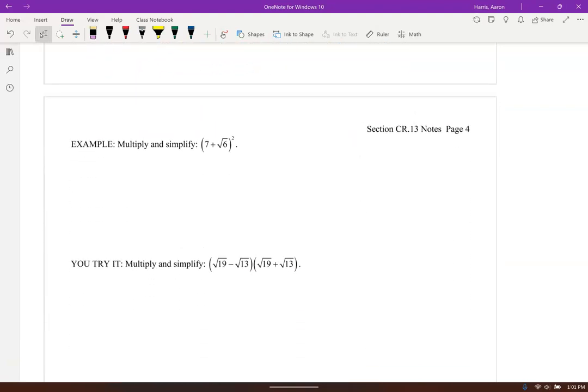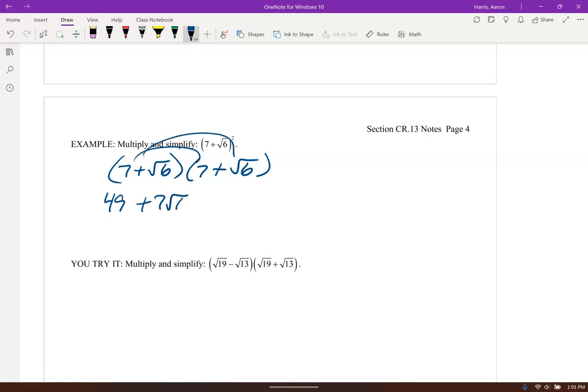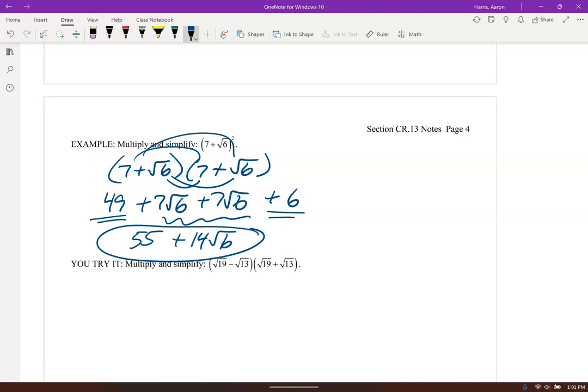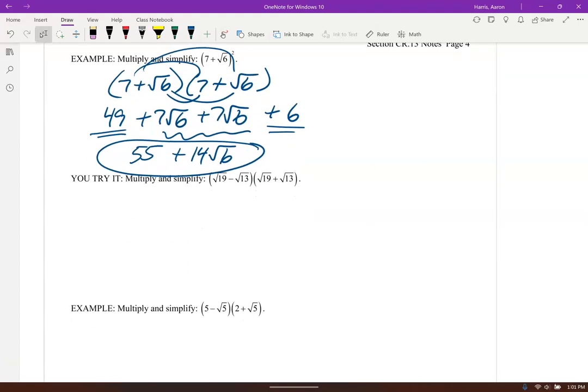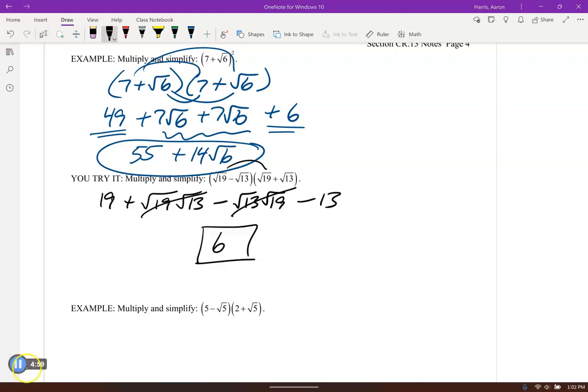7 plus root 6 quantity squared. So that's 7 plus root 6 and another 7 plus root 6. 7 times 7, 49. Plus 7 root 6. Inner is plus another 7 root 6. Square root of 6 times square root of 6 is square root of 36 or 6. Combine like terms. 49 and 6 gives us 55. And then 7 root 6 plus 7 root 6 gives us 14 root 6. So 55 plus 14 root 6. Good time to pause it and check your work on the next one.